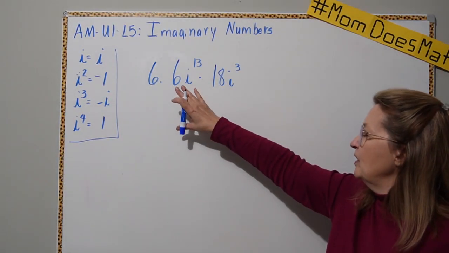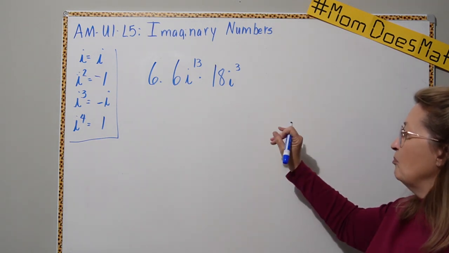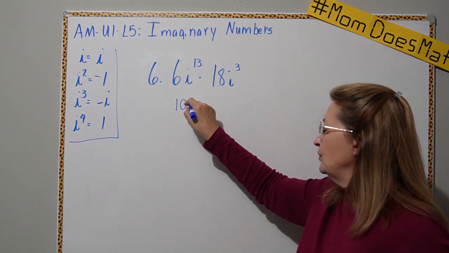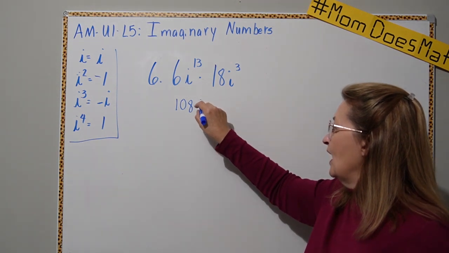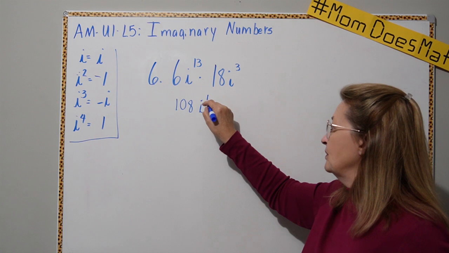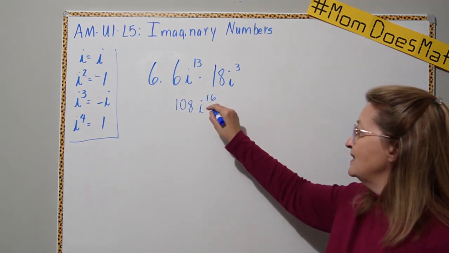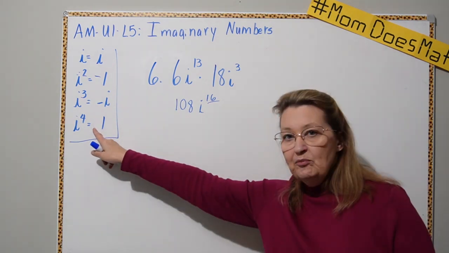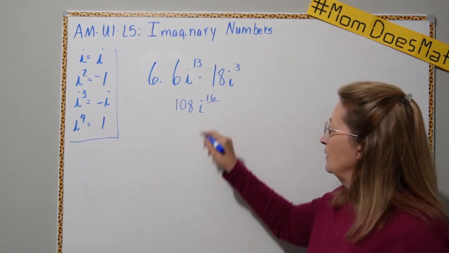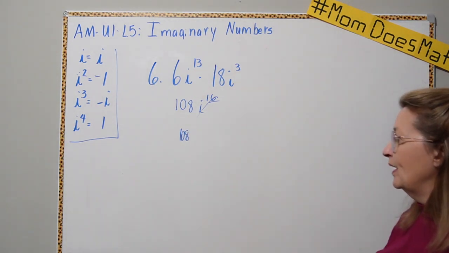Okay, for number 6, we have 6i to the 13th times 18i to the 3rd. So let's combine these first. 6 times 18 is 108. And when I multiply i to the 13th times i to the 3rd, I'm just going to add exponents. So that gives me i to the 16th, which makes it really nice because 16 is a multiple of 4. So it's just 1 times 1 times 1 times 1, which is 1. So the simplified answer here is 108.